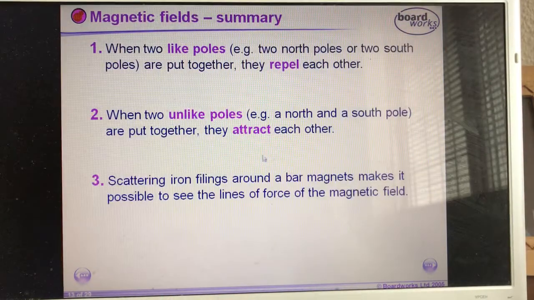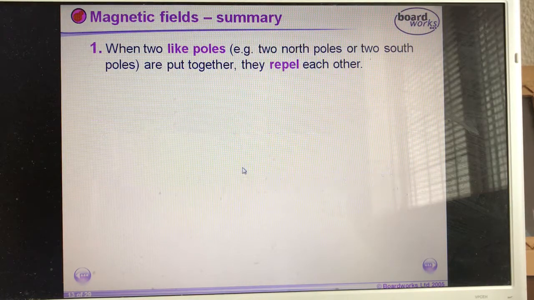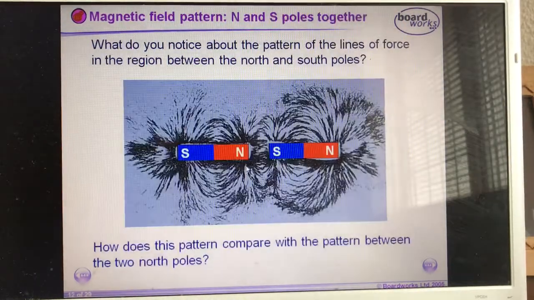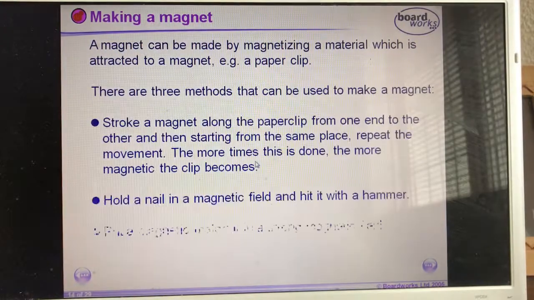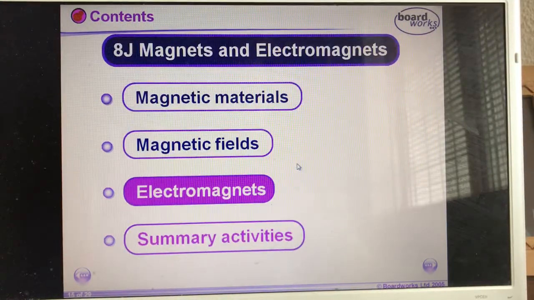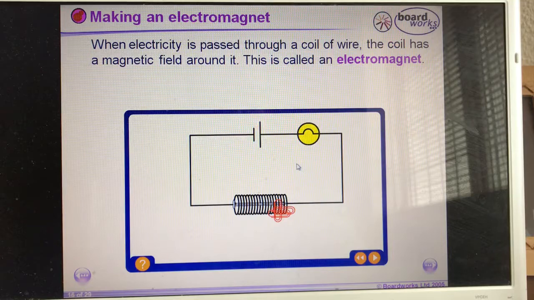Now if we look at the summary, when two like poles are brought together, they repel, and two unlike poles attract. How do we see the magnetic field lines? You simply scatter iron filings around the magnet, and in order to look at the direction, you use plotting compasses, which is really quite important. This sums up the basics of magnets so far. In the next section, we'll be looking at what happens when you produce an electromagnet.